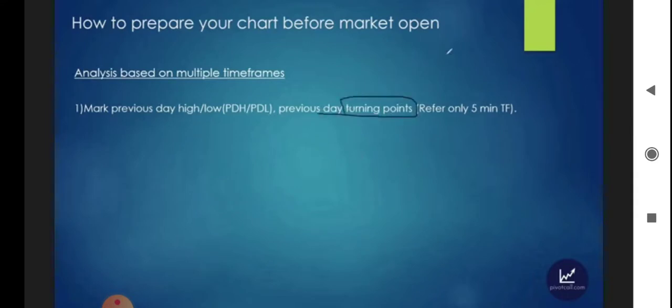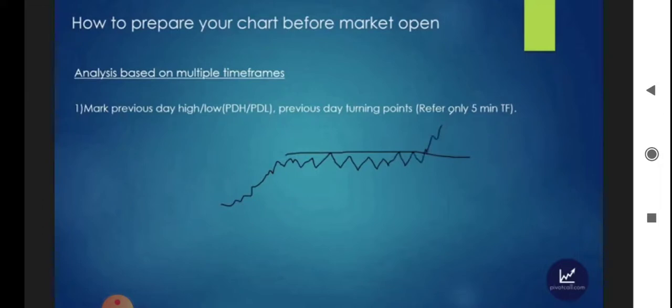What actually is a turning point? Turning point is something like that. Market is going up like this, then it stayed sideways for a very long time. Why is it staying sideways? Assume that there is some important resistance. It's going near that resistance and coming back. And finally, somewhere in the afternoon, breakout happens and market kept on going up. So this is your turning point. Turning point means the price where breakout happened the previous day.